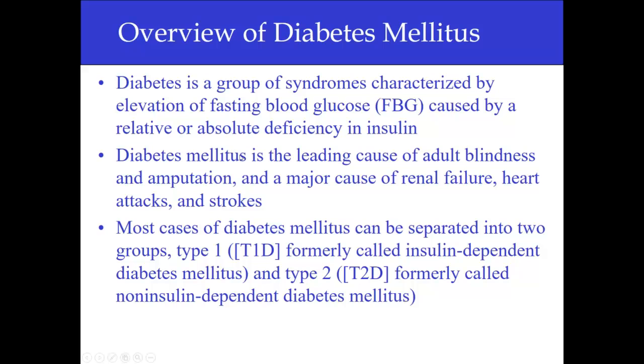It's a very serious disease because it can lead to blindness, amputation, renal failure, heart attack, and stroke. So people can actually die from diabetes.